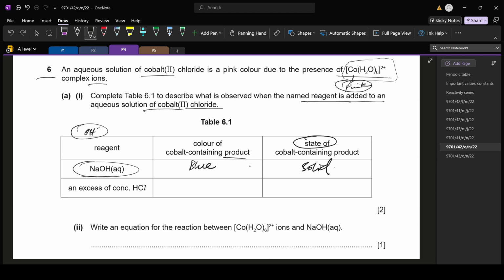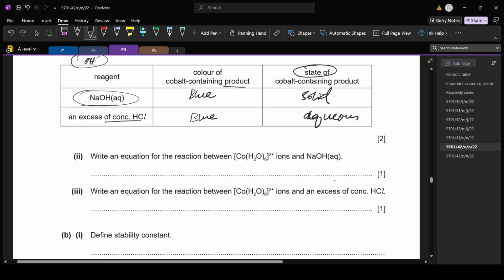And then when an excess of HCl is added, what will be the color? The color will be blue, but this will be a blue solution, or you can write it as aqueous.